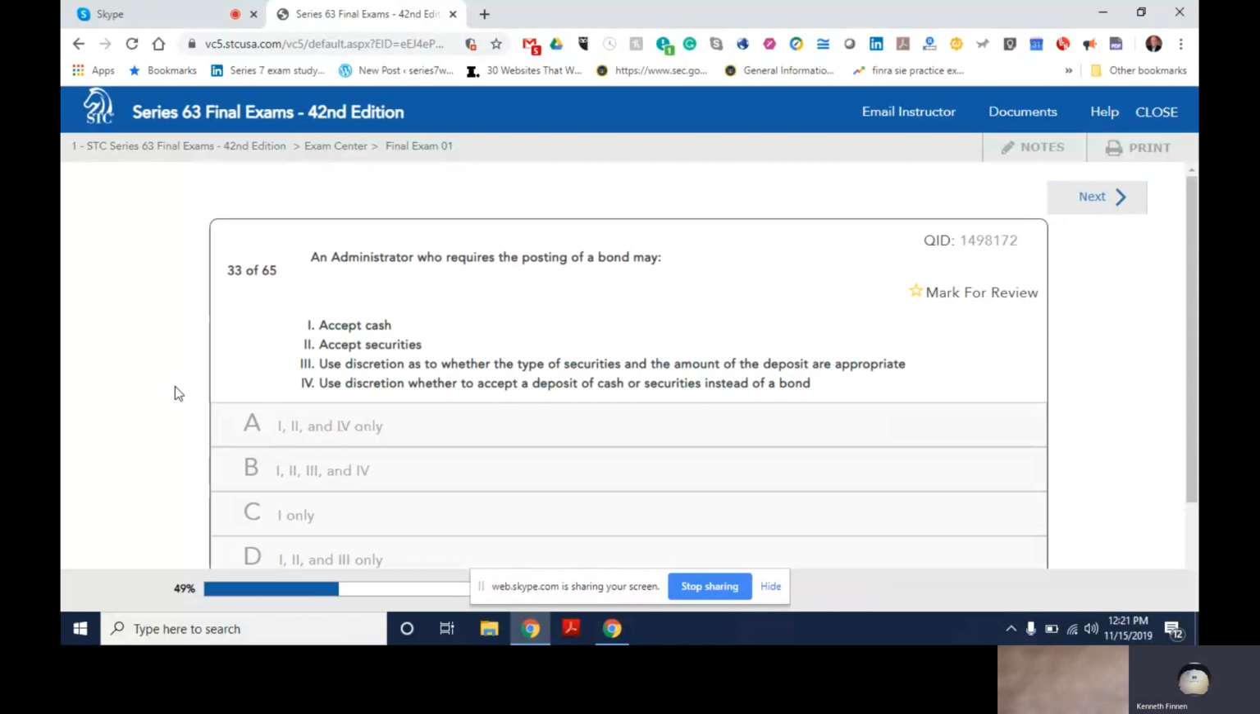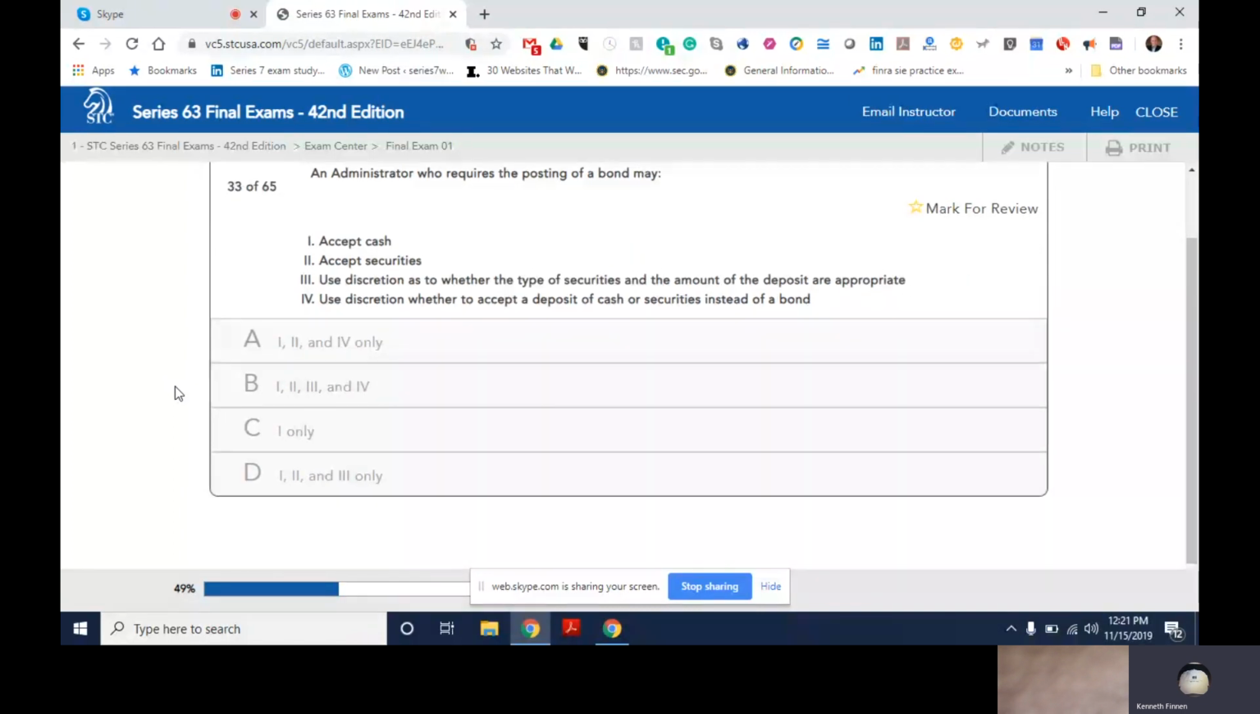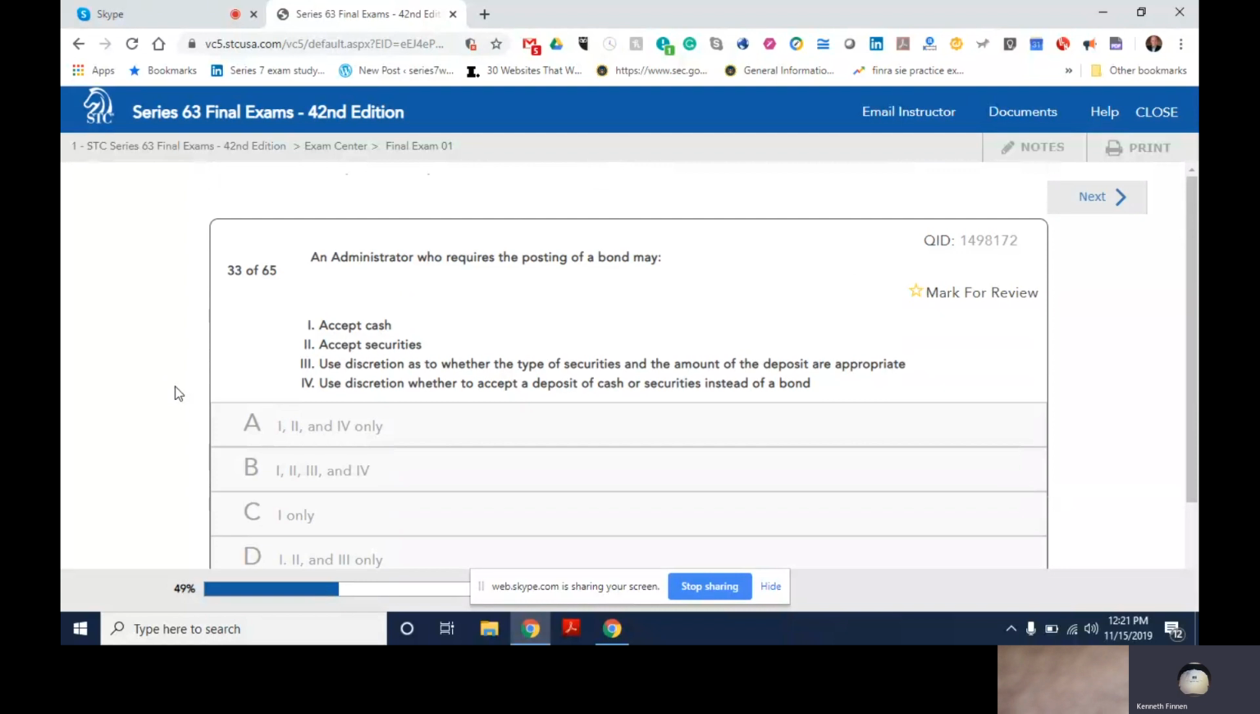An admin who requires the posting of a bond may accept cash, may accept securities. Okay. I always remember this is a tricky question that they don't ask, but we know 1 and 2 are right. So we throw C out. So the question is, use discretion as to whether the type of securities and the amount of the deposit are appropriate. Use discretion whether they accept deposit or cash instead of a bond.